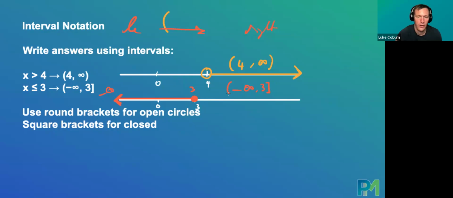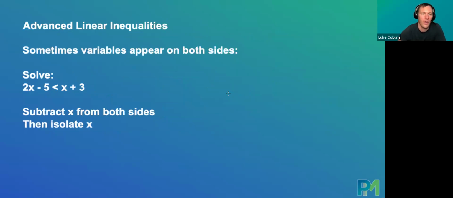Okay, so it's another way to write the intervals, using interval notation, right? Not using the greater than symbols and stuff. So your answer can be written as, for example, x is greater than 4, or it could be written down as the open interval from 4 to plus infinity. Right. Okay, so advanced linear inequalities.